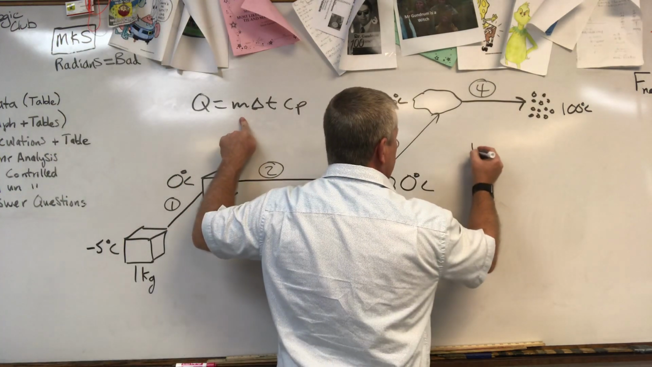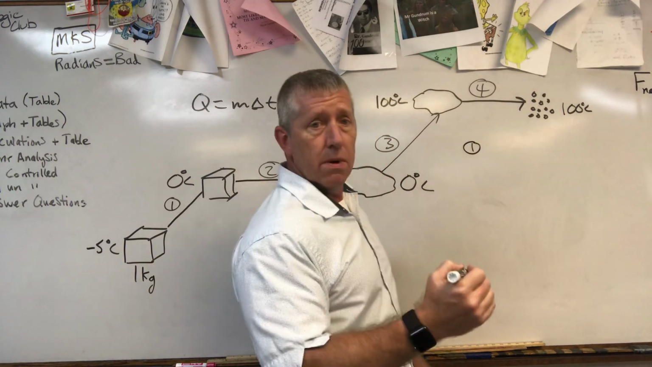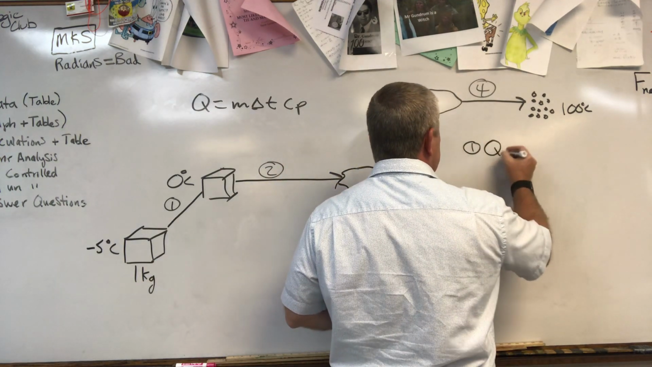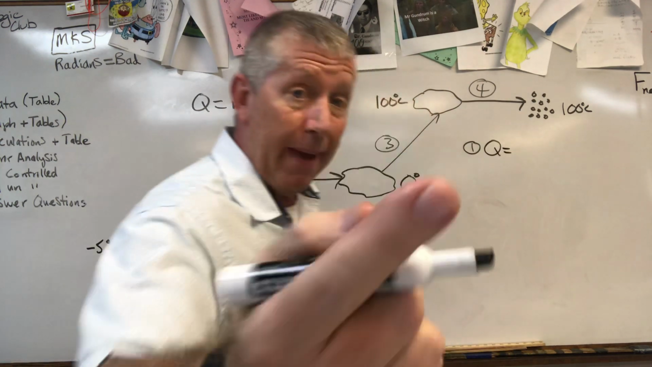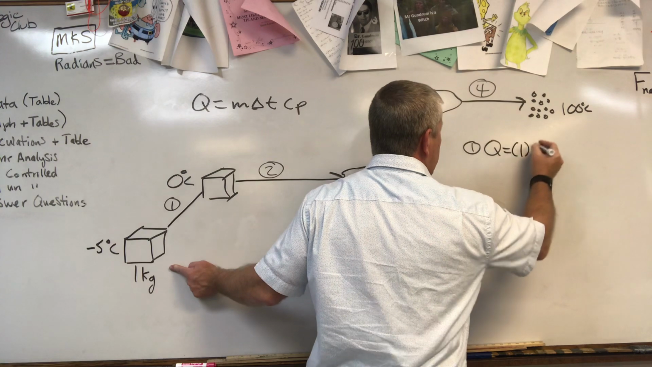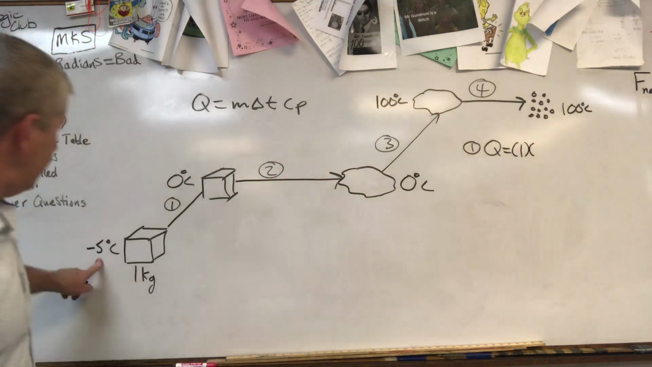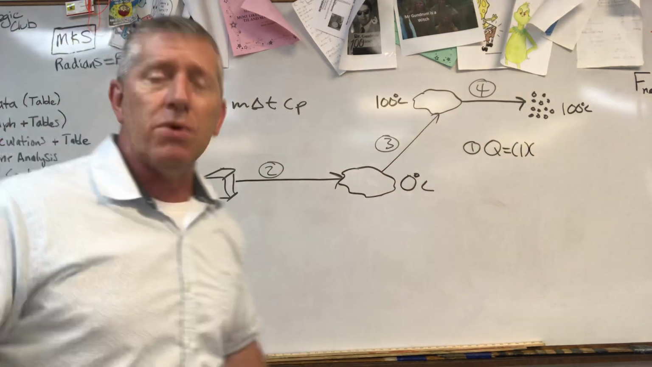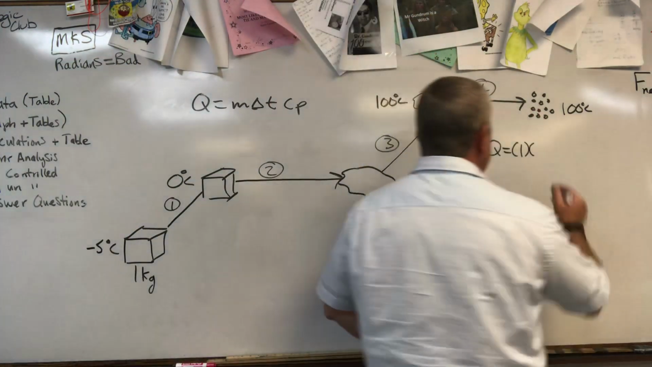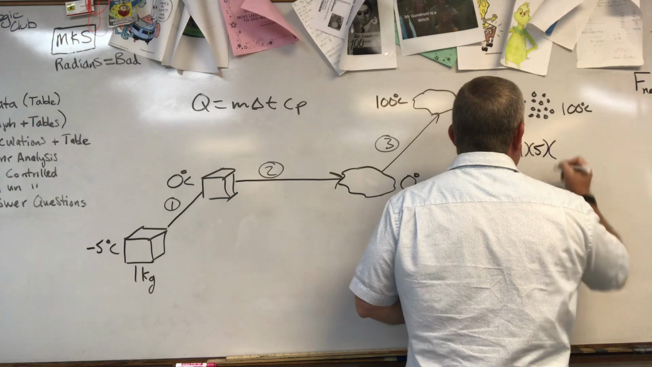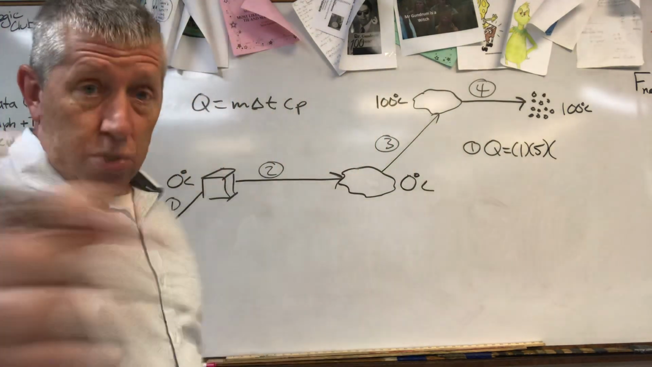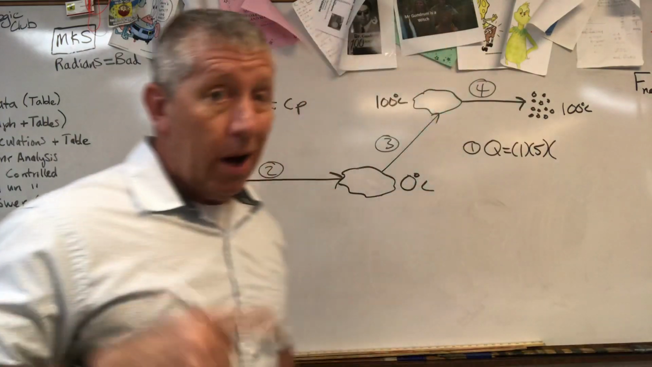Okay, I'm gonna write down step one. Can you see this? Yeah, you can see that. Okay, so Q is equal to m ΔT Cp. The mass is 1 kilogram, so 1. Change in temperature in step one is -5 to 0, so it's a change of 5. We don't care about the negative, we just want the change. So change is 5 degrees. So 5. And I need the specific heat capacity of ice. The specific heat capacity of ice, you look it up, it's 2100.